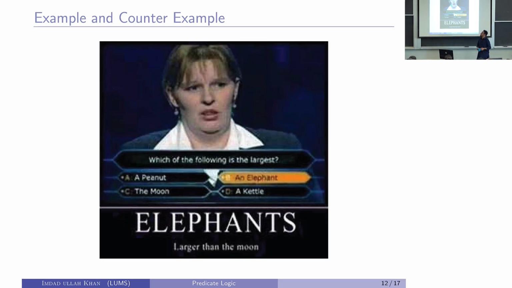It's a cool one. At some point I was thinking, oh, who should be the counterexample, and simultaneously this thing was running on TV. So she was asked, which of the following is the largest: a peanut, the moon, an elephant, or a kettle? The answer is the elephant.